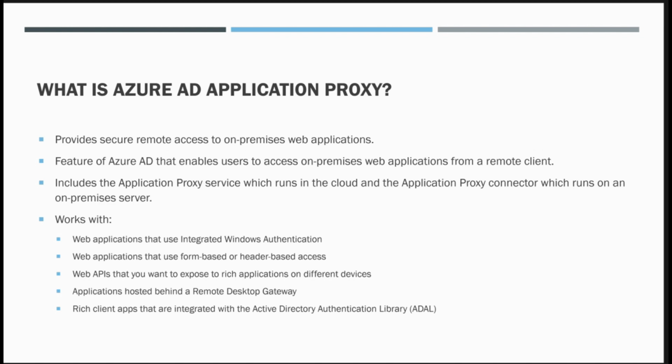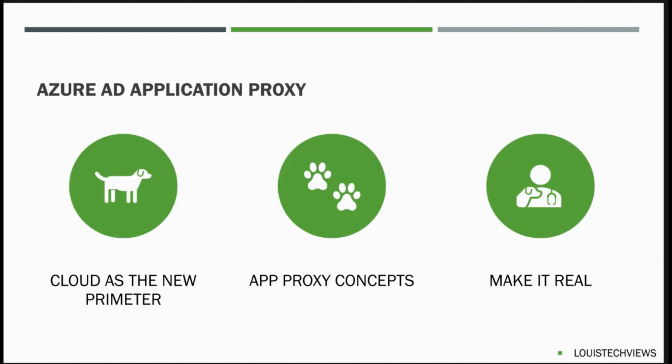This can work with essentially any web application that uses Windows authentication or integrated Windows authentication, web applications that use form-based or header-based access, web APIs that expose rich applications on different devices, applications hosted behind a remote desktop gateway, as well as any rich client apps that have been integrated with the Active Directory Authentication Libraries. So with Azure AD Application Proxy, you can think of the cloud as really the new perimeter.